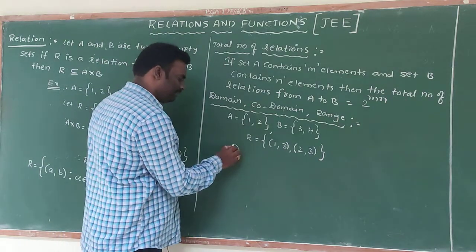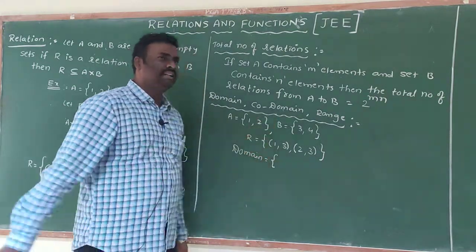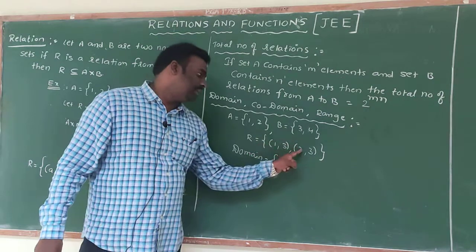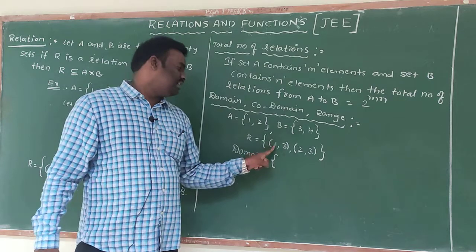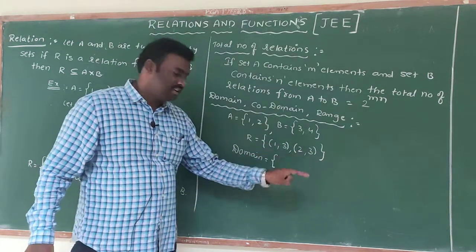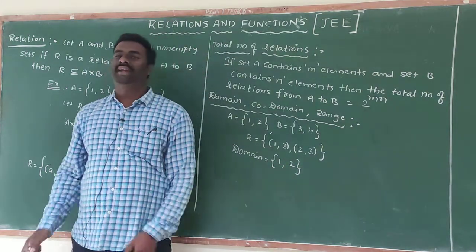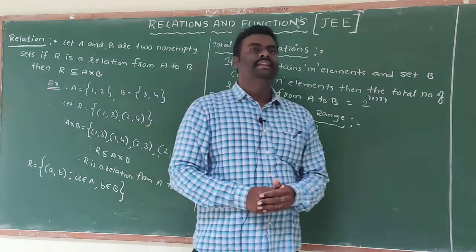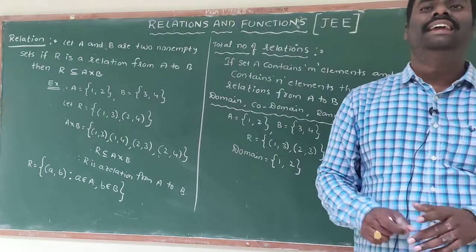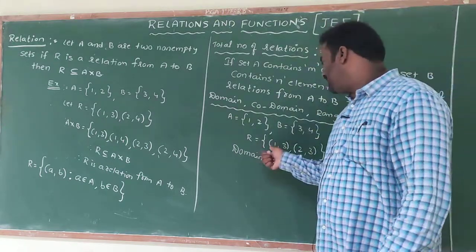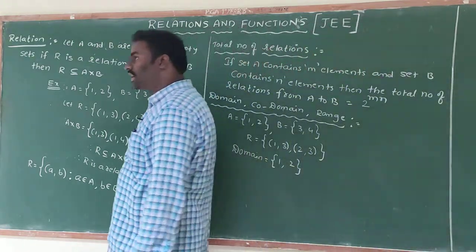First, domain. Domain is the set of first components in the ordered pairs in a relation R. What is the first value here? 1. What is the first value here? 2. Therefore, the set {1, 2} is the domain. So domain is 1, 2.